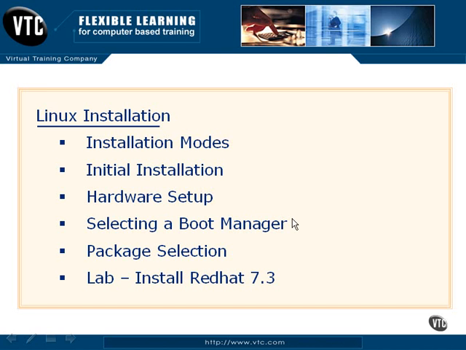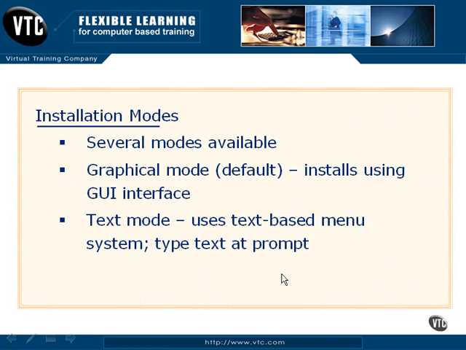And just before our lab, we'll talk about package selection. There are many different options here as well. There are literally thousands of packages available. So there are some pre-canned options that will help you if you're really not sure what to select. And finally, wrapping everything up, we'll move into the installation lab, where we'll actually walk through the installation of Red Hat 7.3.